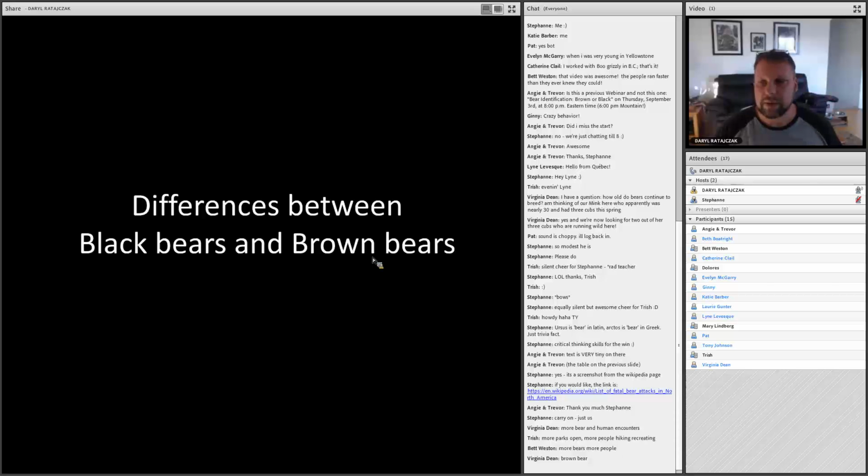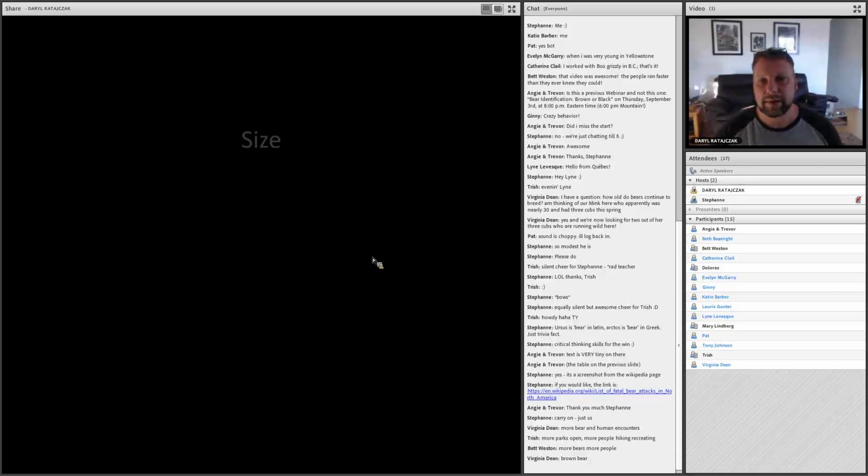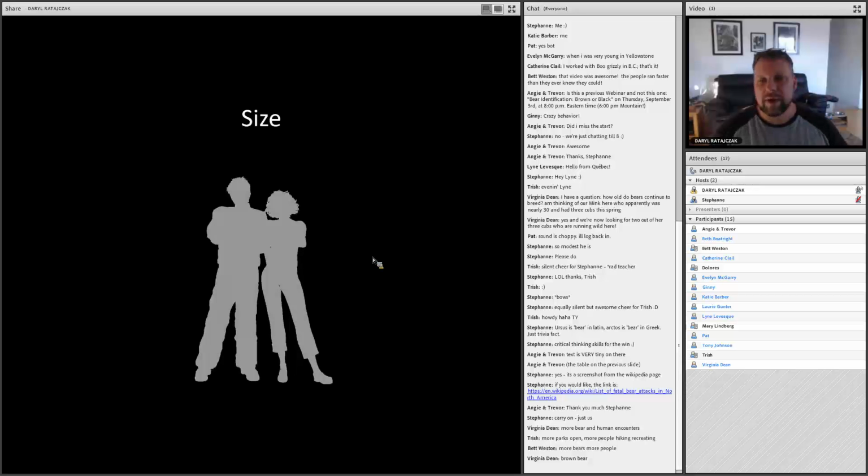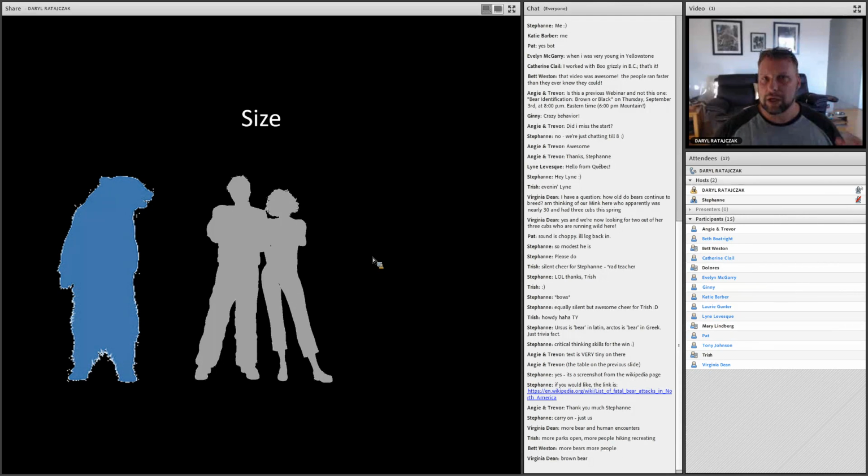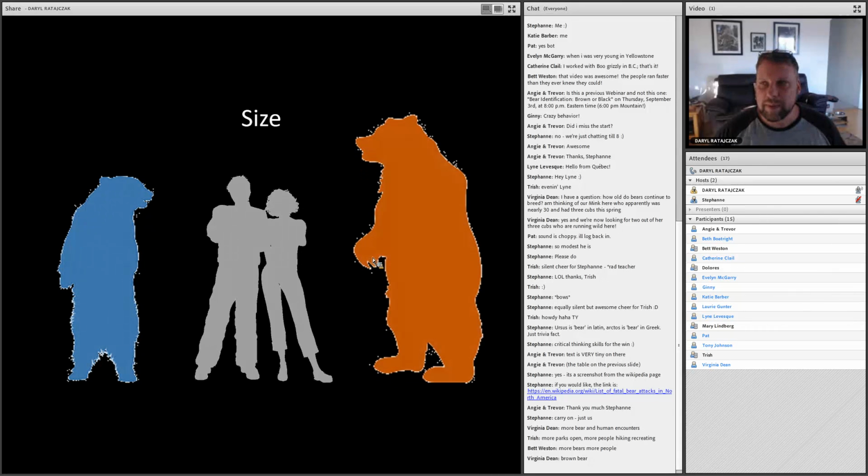All right, so let's start looking at some of the differences between black bears and brown bears. First and foremost, right away, some people will say, oh, size. Brown bear is so much bigger than a black bear. If you look at the average human, there's a male and female silhouette there of a human. You look at an adult black bear, and it's roughly about the same size. It's a little bit bigger, a little bit bulkier than a human. That's how big they typically are. The brown bear, on the other hand, can get much, much larger. And so right away you're like, oh, there's the difference.